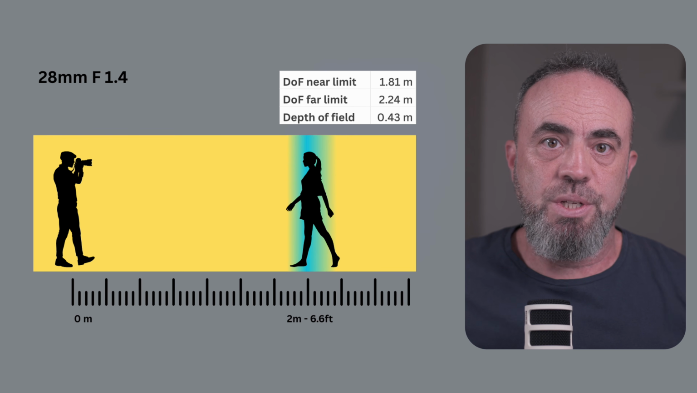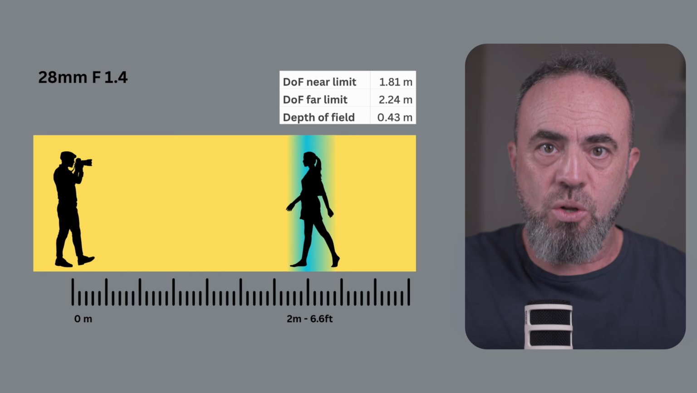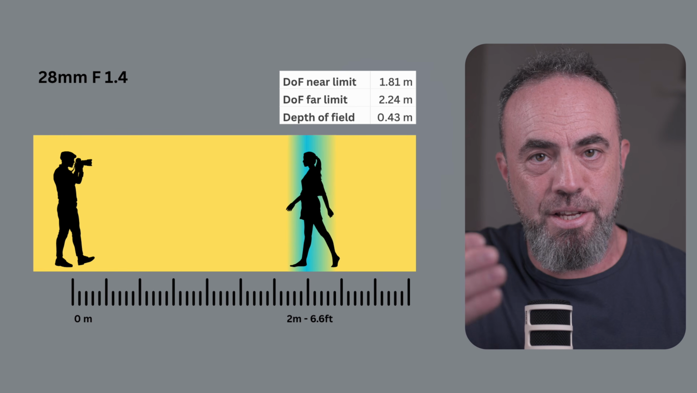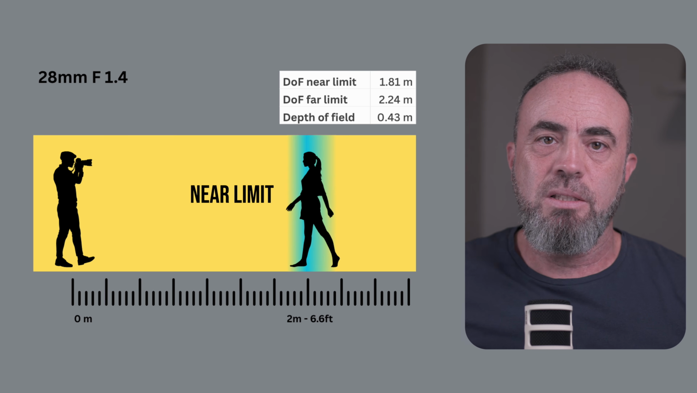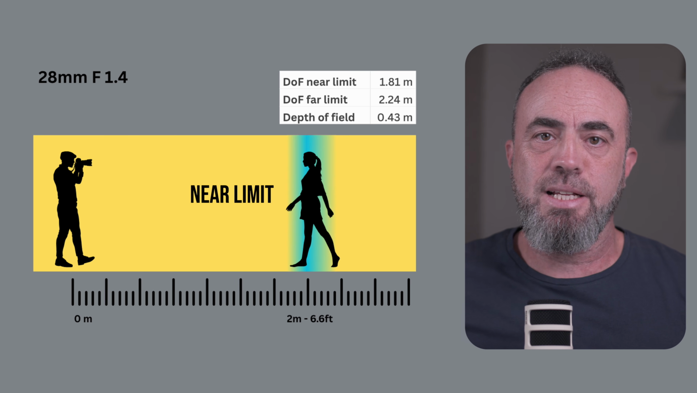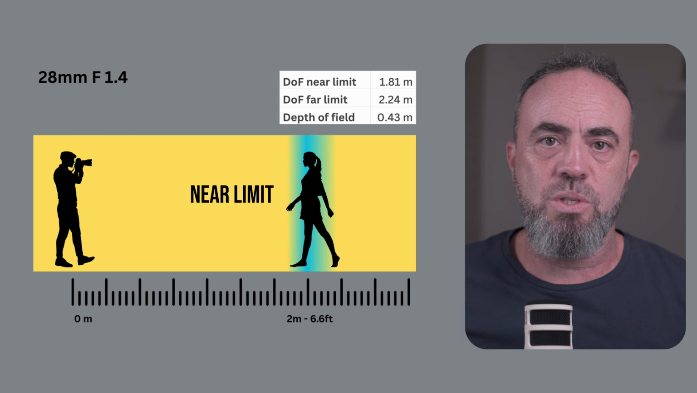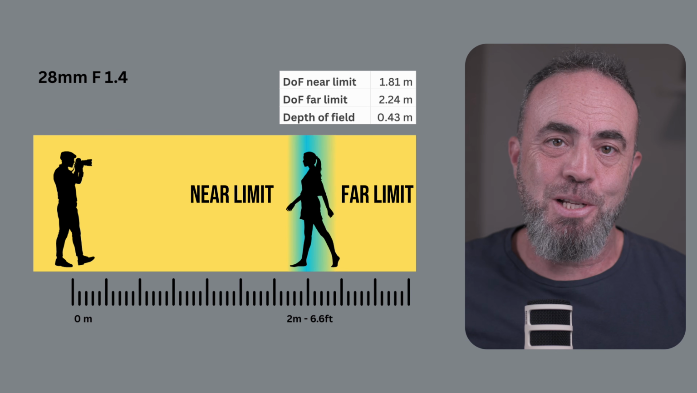However, the area immediately in front of it and behind that focal plane also looks acceptably sharp. So this entire slice of sharpness is called depth of field. And that area of sharpness has a limit. It has a near limit and it has a far limit. The near limit is how far it extends in front of the area of focus, and the far limit is how far it extends behind it.